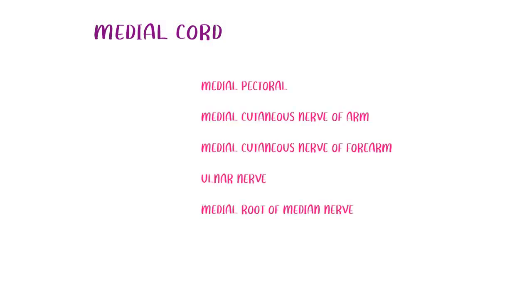Now from the medial cord, as I told you earlier, 5 nerves are going to arise, and these are as follows. Medial pectoral nerve, medial cutaneous nerve of arm, medial cutaneous nerve of forearm, ulnar nerve, and the medial root of the median nerve.